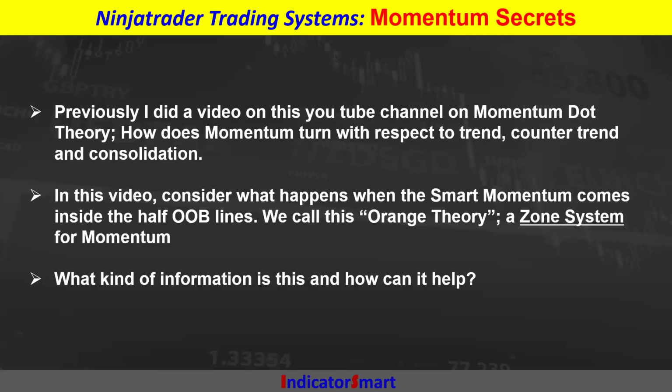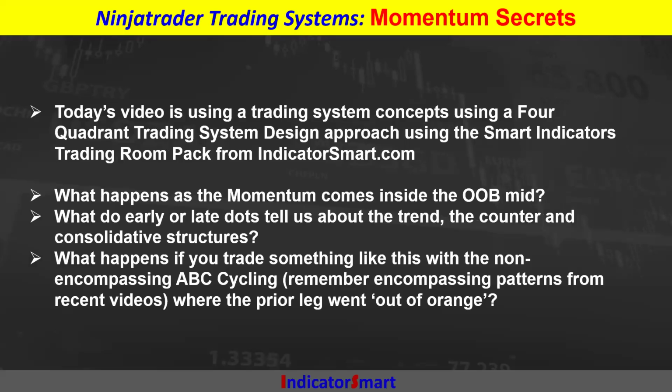And we're also going to look at some details as to how you do that in a moment when we look at the chart. What kind of information is this that we're going to be looking at in a minute, and how can it help you? Those are the questions that you want to be asking yourself as you watch this video. In today's video, I'm going to be using trading system concepts using a 4-quadrant trading system design approach using smart indicators from IndicatorSmart from the trading room pack and beyond. And you can learn more about those at IndicatorSmart.